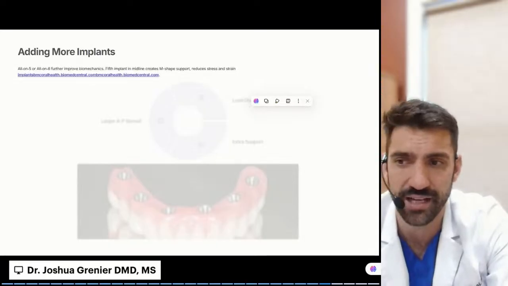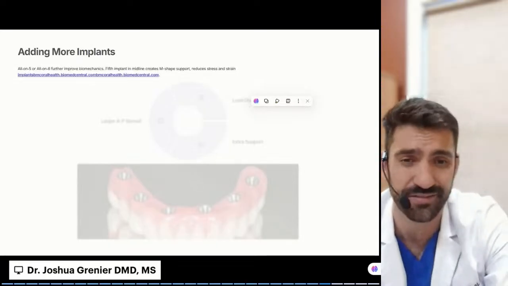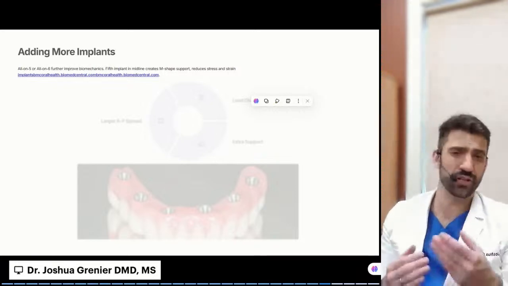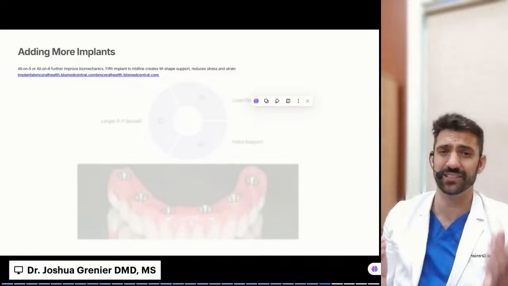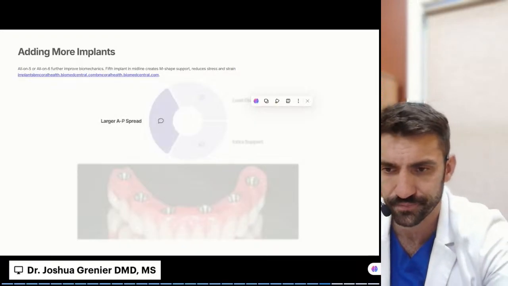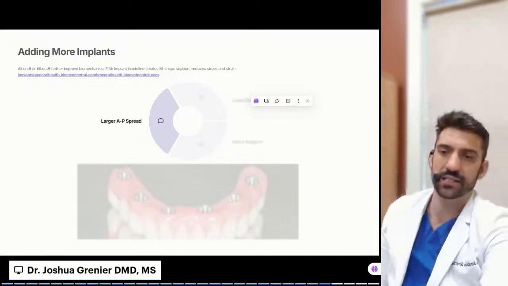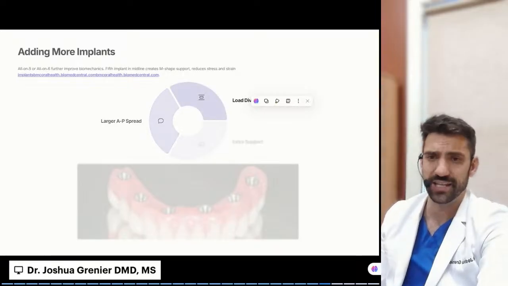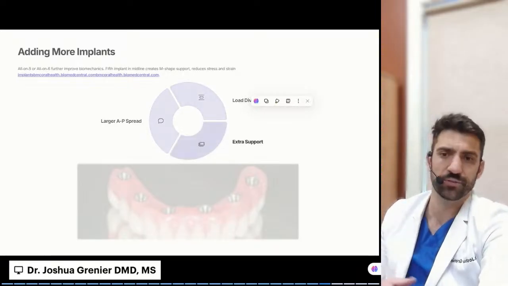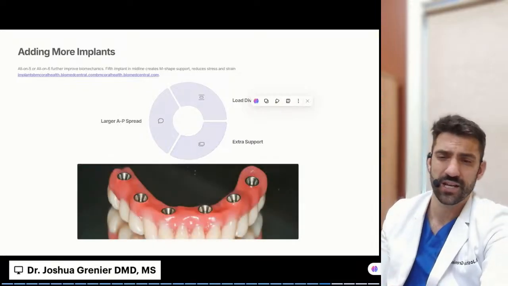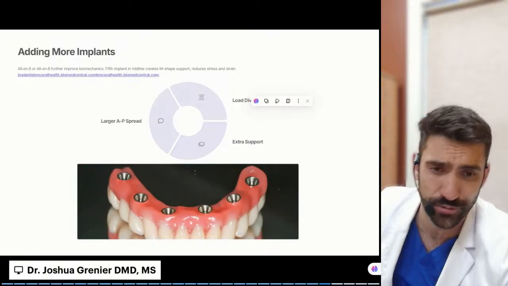Of course, adding more implants does, at least with stress analysis, seem to improve things. Turning an all-on-4 into an all-on-5, adding a single anterior implant, improves the stress distribution. And the idea is, you have a slightly longer AP spread, less of a cantilever, divides up the load better, extra support, more redundancy, possibly if you lose an implant. So something like this is a beautiful result.